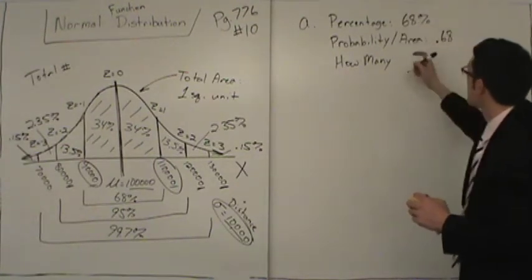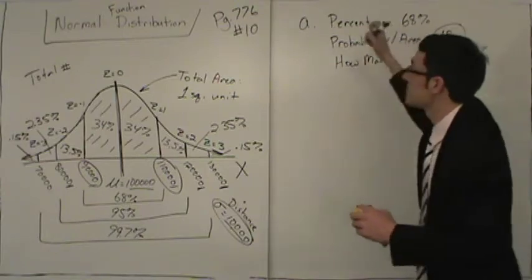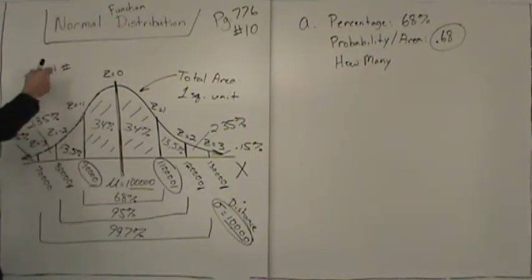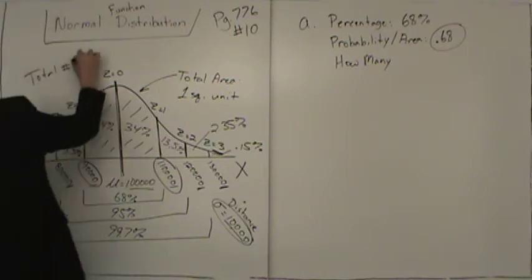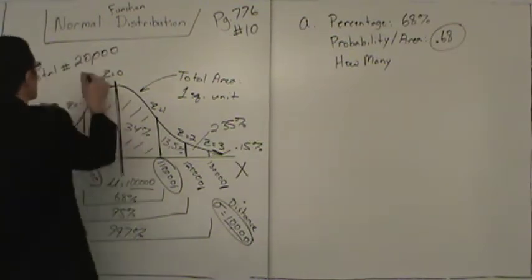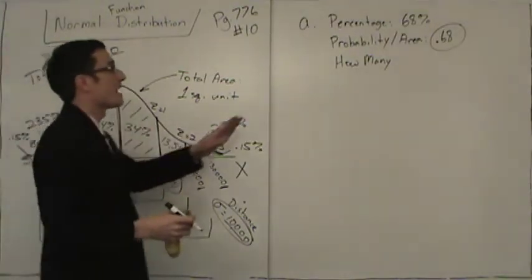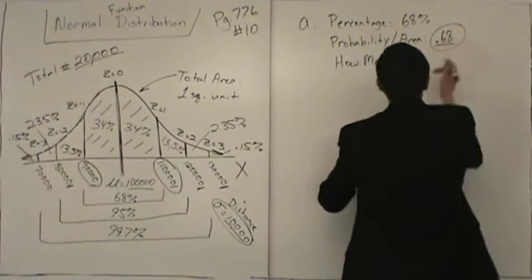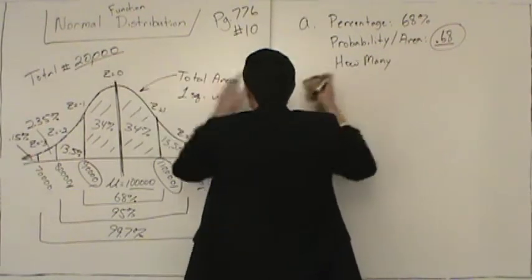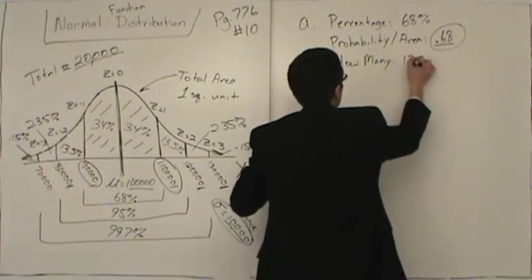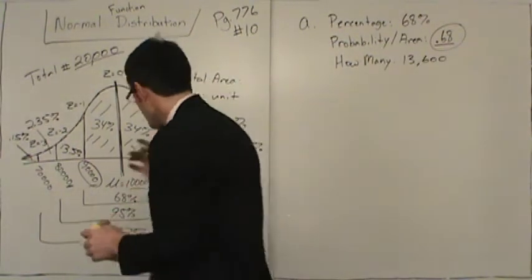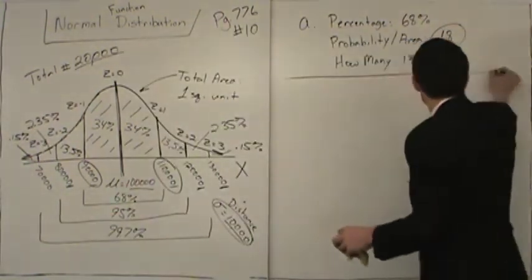And to find how many, we take the probability of 0.68, multiply by total number. By the way, forgot to write this. Total number. Okay, in the problem it says the company makes 20,000 batteries a month. So there were 20,000 batteries produced. That is your total number of batteries produced for this batch. Okay, how many is found by taking what? Probability multiplied by total number of batteries produced. 0.68 times 20,000 gives 13,600 batteries produced.